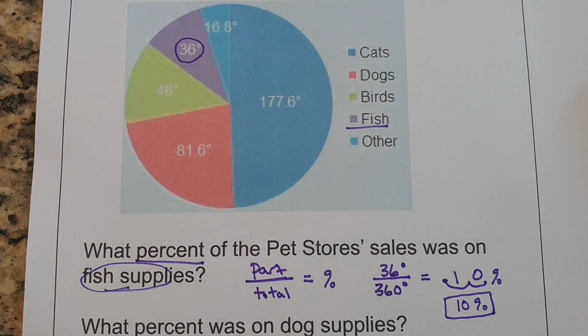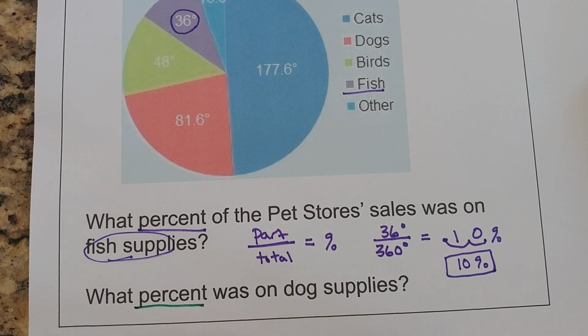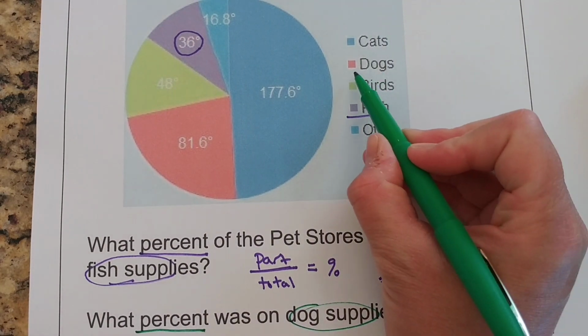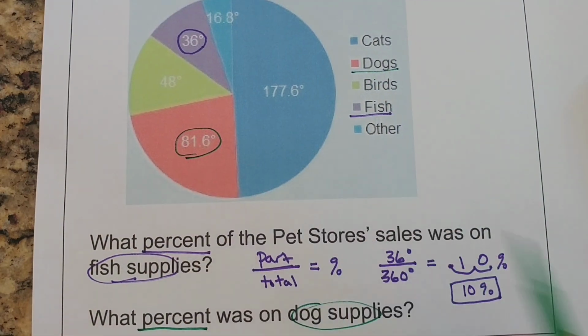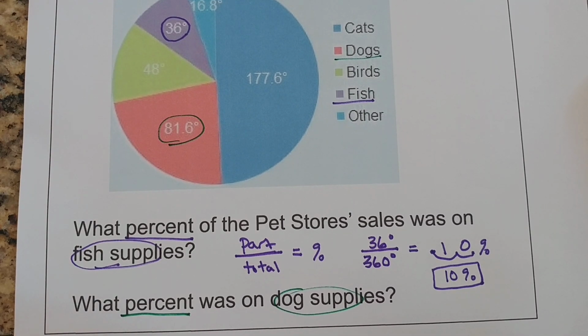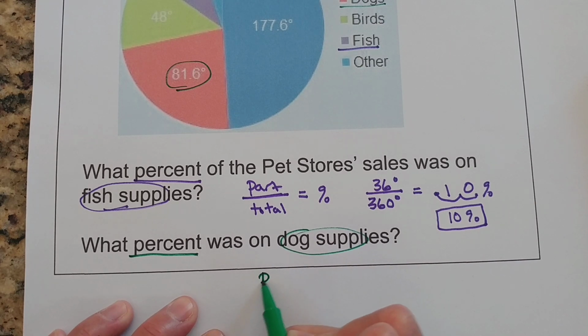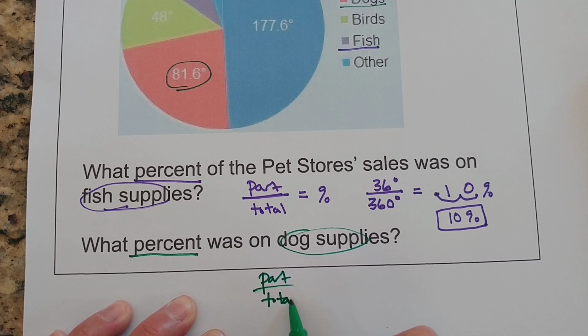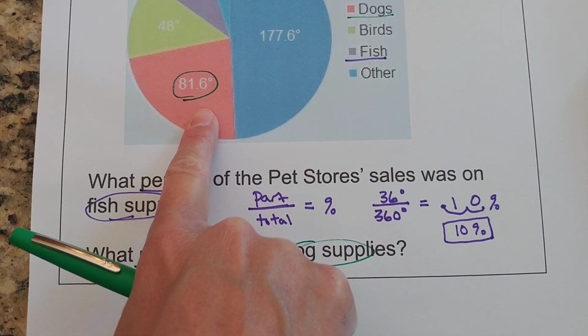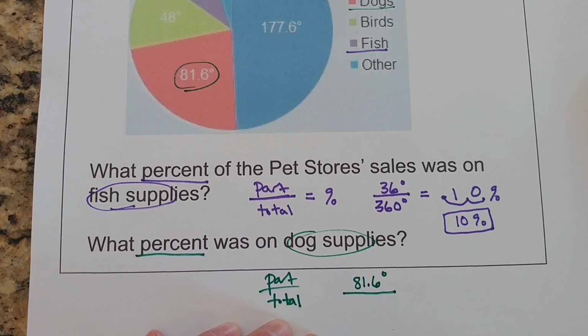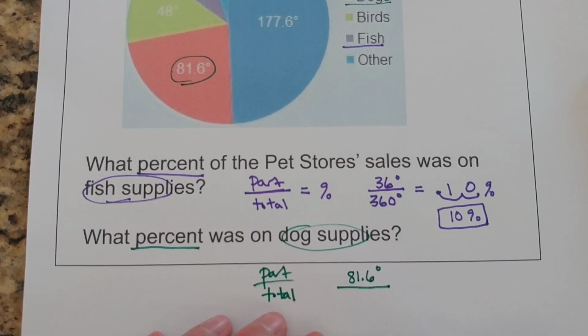Now let's try the next question. Here it asks us what percent of the sales was dog supplies. Well, let's go take a look. Dogs, that's the orange. It looks like that's 81.6 degrees. So again, we're going to start with part over total. We know that the part for sales of dog supplies is 81.6 degrees.